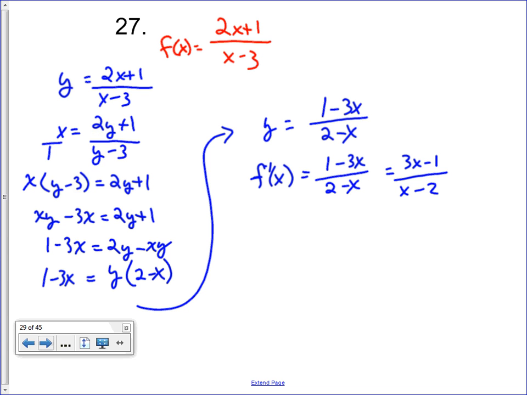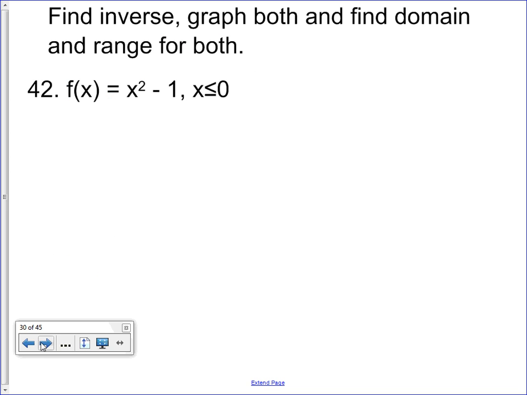All right, so either one of those versions is the same. And we're going to do one more. Number 42. The problem is f of x equals x squared minus 1, where x is less than or equal to 0. And we want to find the inverse.